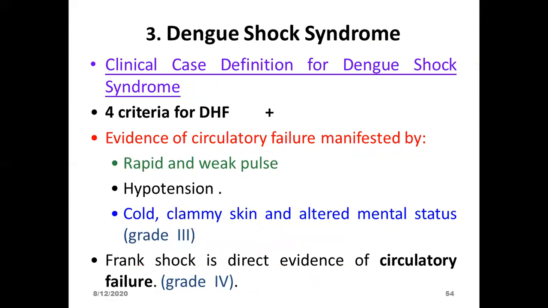And in dengue shock syndrome, the clinical case definition includes the four criteria for dengue hemorrhagic fever, which are described by the World Health Organization. In addition to those four, there is evidence of circulatory failure manifested by rapid and weak pulse. There can be hypotension, cold, clammy skin, and altered mental status. There can be frank shock, which is direct evidence of circulatory failure in that patient.